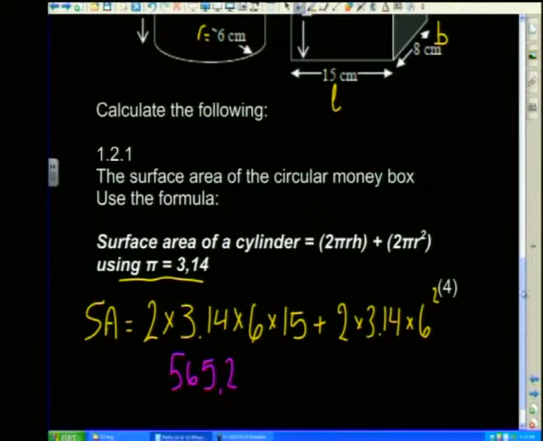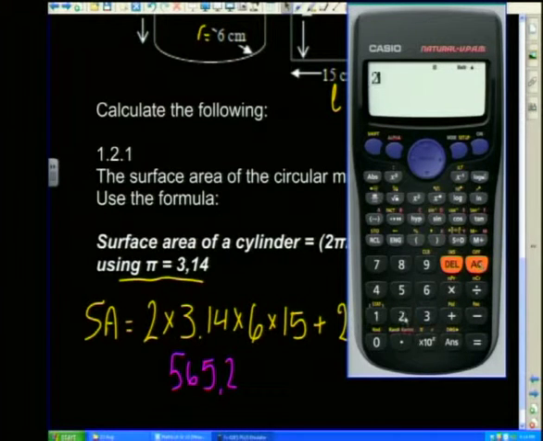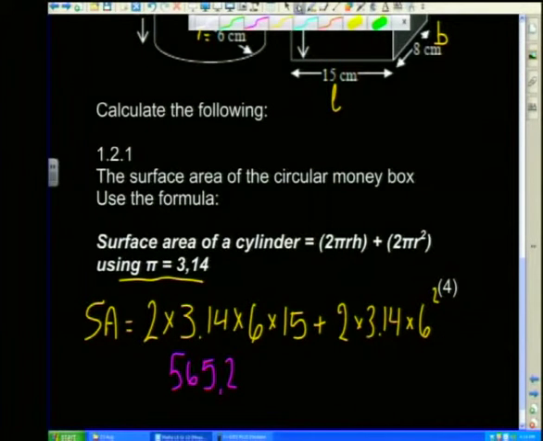And let's do the second part. Okay, so now we've got 2 times pi, 3.14, times by 6 squared. So I'm going to do 6 times 6 equals 226.08.